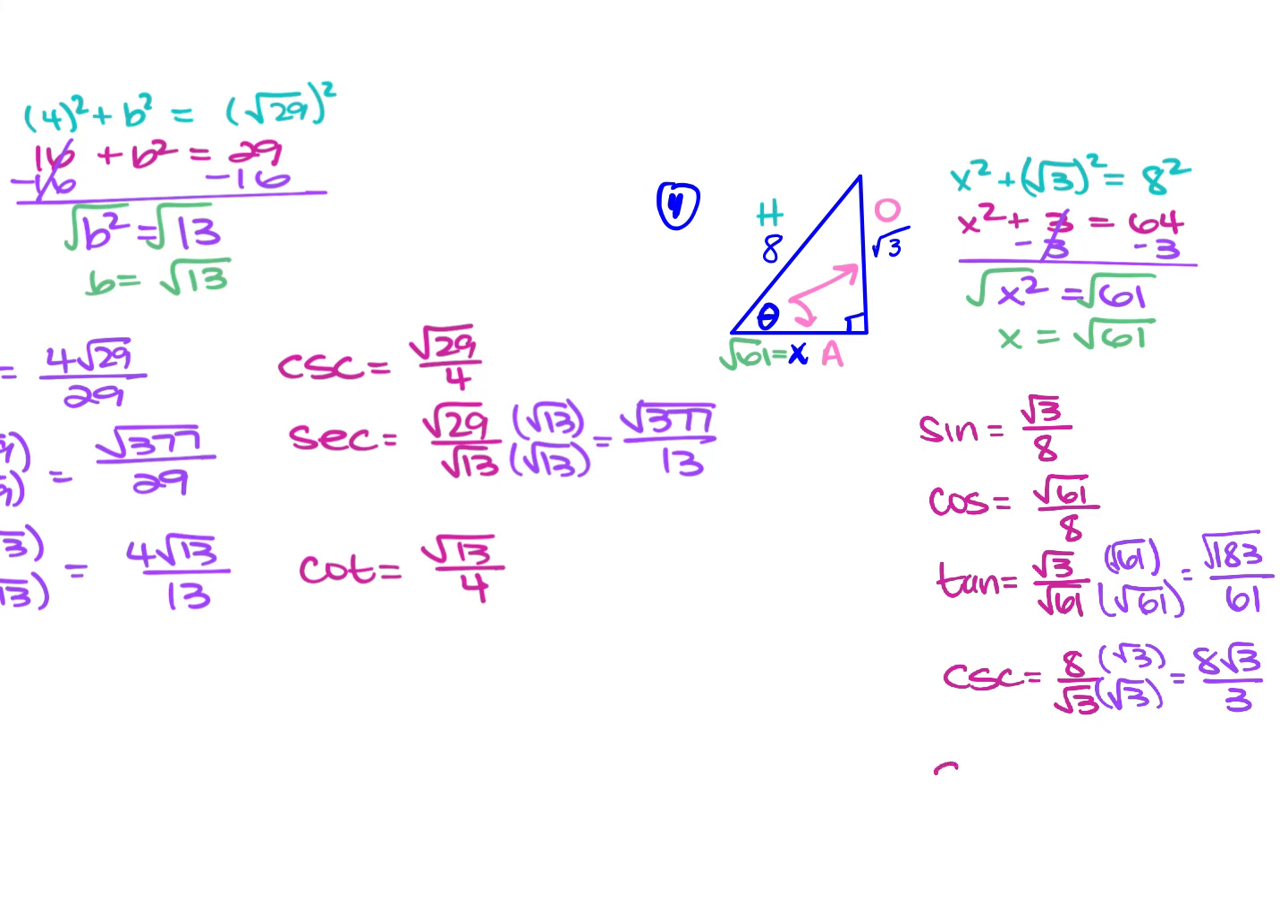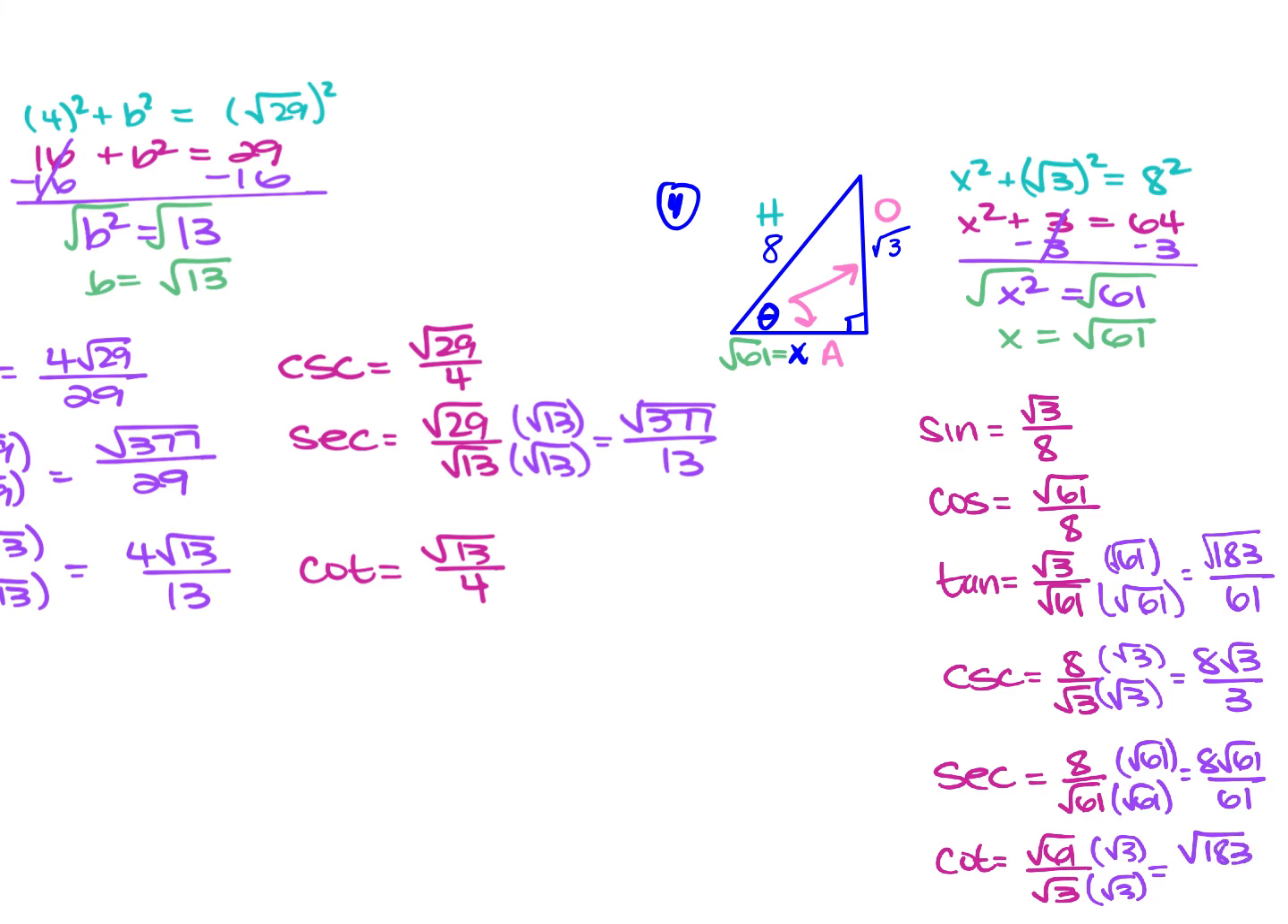Your secant is the reciprocal of cosine, so that's 8 over the square root of 61. So we multiply top and bottom by the square root of 61. And that's just 8 square root 61 over 61. And then the reciprocal of tangent is cotangent. So flip it, the square root of 61 over the square root of 3, which gives us, multiply top and bottom by the square root of 3. There we go. And that gives us the square root of 183 all over 3.